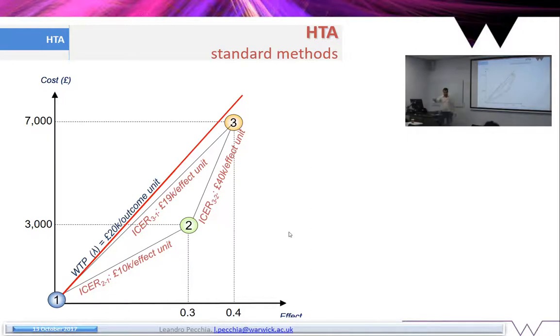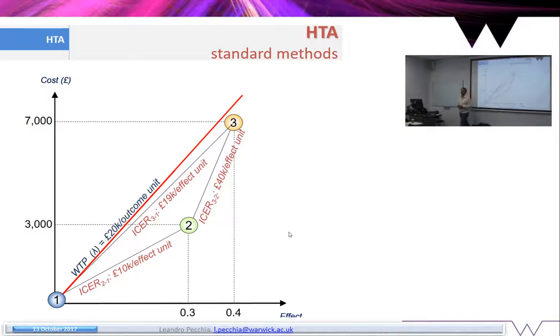It should be the math in your handouts. If you divide 3,000 by 0.3, that's what you get: 10,000 per unit, or whatever it is on this horizontal axis. If you divide 7,000 by 0.4, that's what you get, about 20,000. So something which is closer to the threshold. So they are both cost effective if you compare to the benchmark.